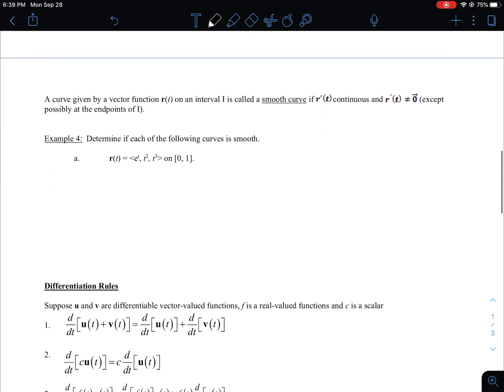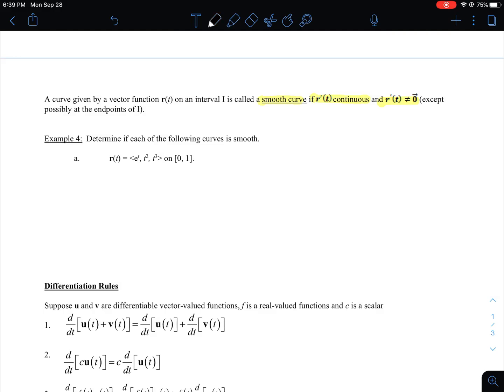All right, what else are we looking at? We are also looking at the fact that we need a smooth curve. Okay, so that's exactly what it sounds like. No bumps along the way. It makes a nice smooth path through space. But we define that using two different things. It's smooth if the derivative is continuous and the derivative is non-zero. The derivative vector is not the 0 vector, except maybe at the end points.